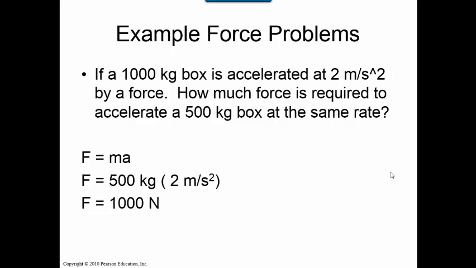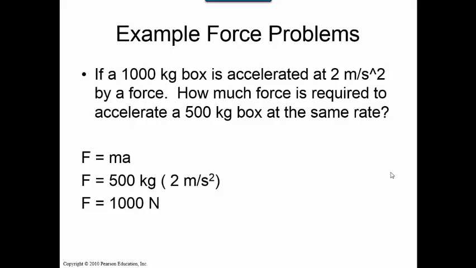So if a 1,000 kilogram box is accelerated at 2 meters per second squared by a force, how much force would be required to accelerate the 500 kilogram box at the same rate? So now we're looking at this a little differently. Instead of looking at the effect the mass has on the acceleration, we know what the acceleration is, and we want to see how much force would be required to get the same acceleration from the half the mass.